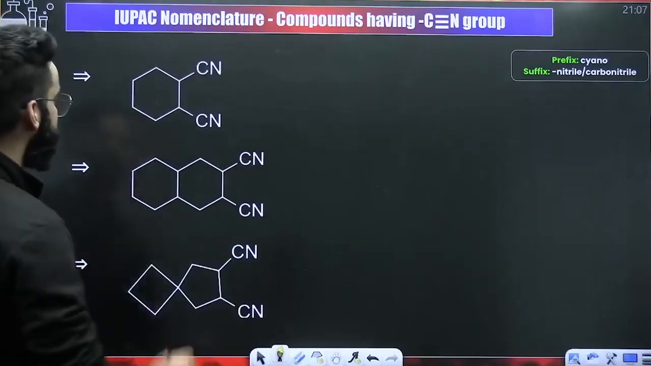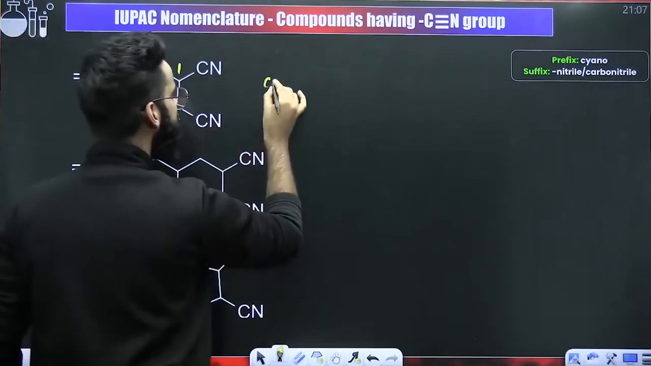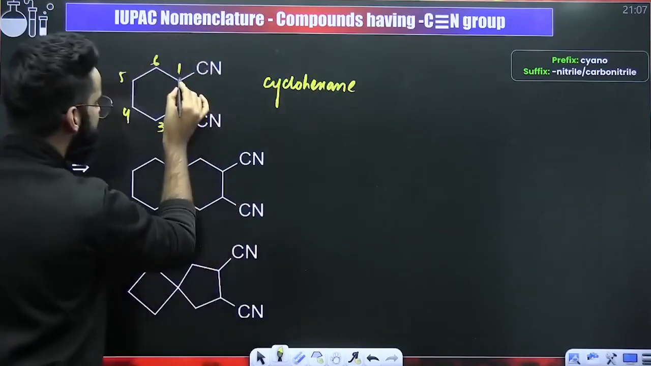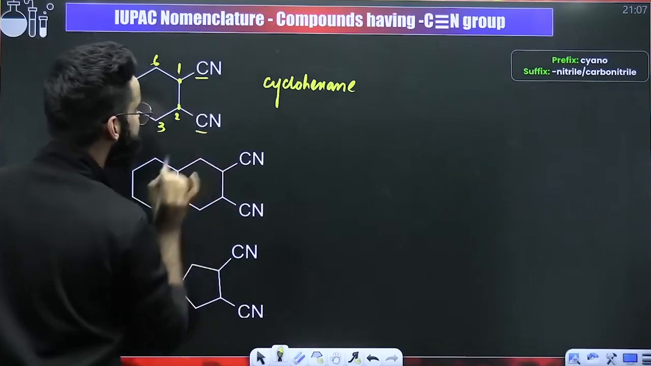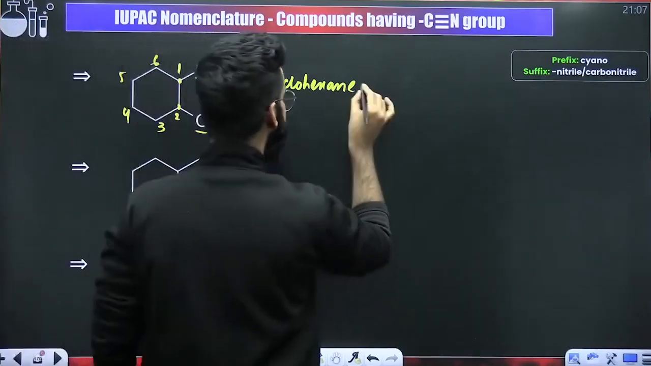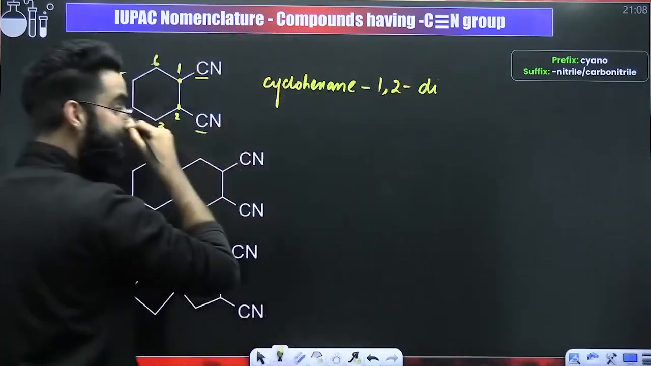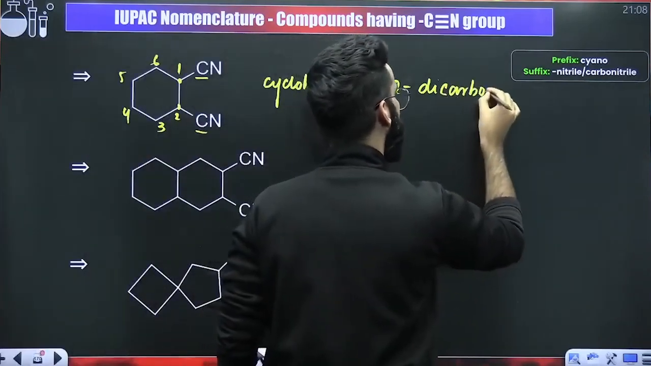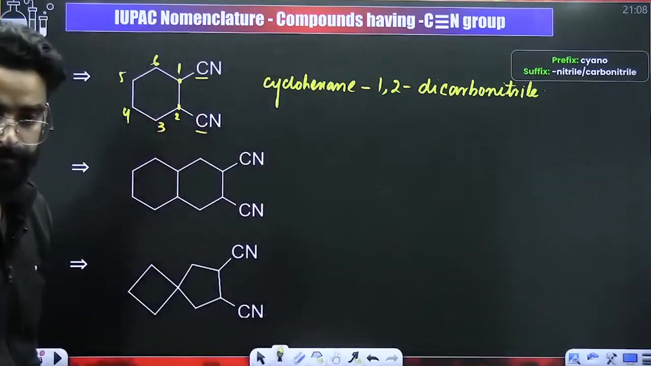Look at the other examples. Let's call this as 1, this is 2, this is 3, 4, 5, and 6. So first of all, it is cyclohexane. At carbon number 1 and carbon number 2, there are cyanide functional groups. None of the carbon of cyanide is the part of the main chain. So it's going to be cyclohexane-1,2-di. Should I use nitrile or carbonitrile? I'll be using the term carbonitrile because none of the carbon of cyanide is the part of the main chain.